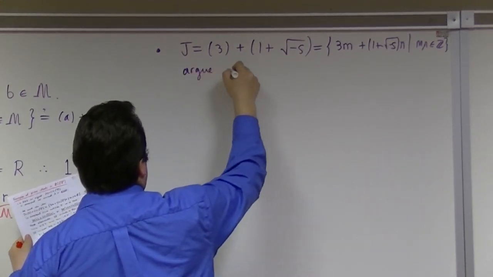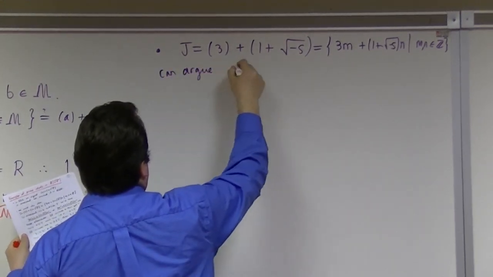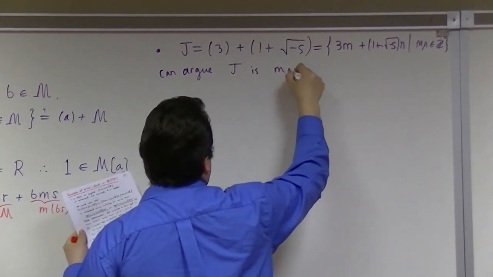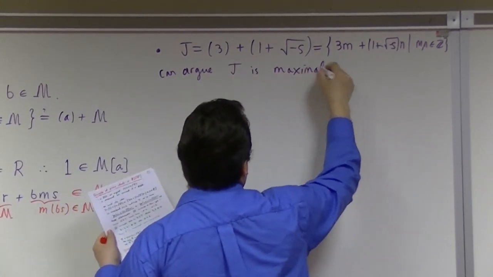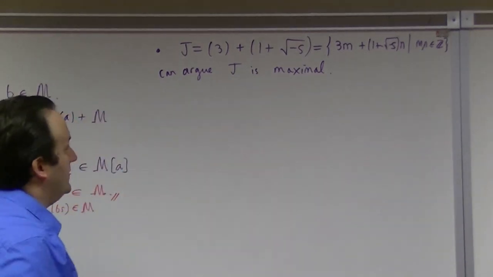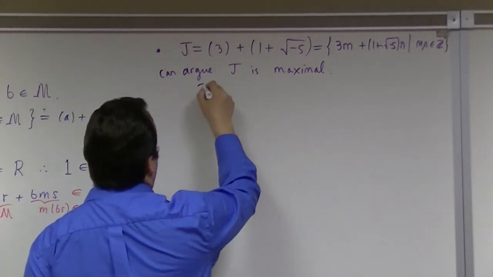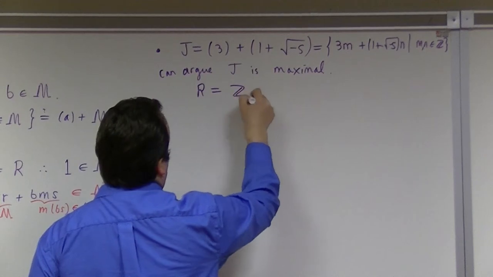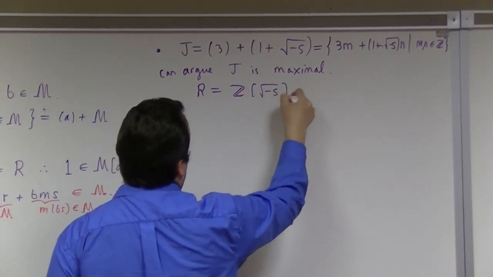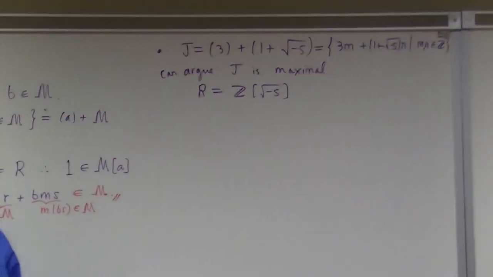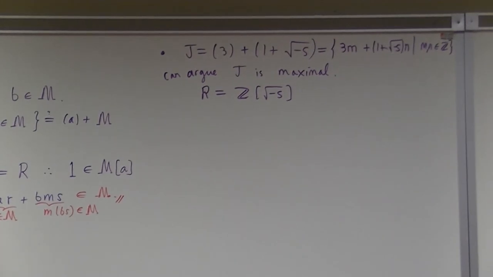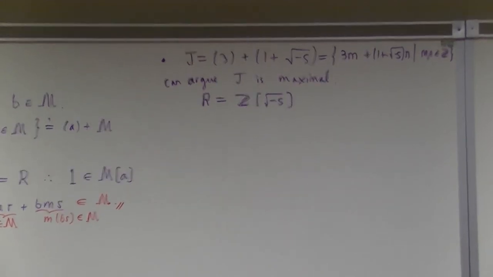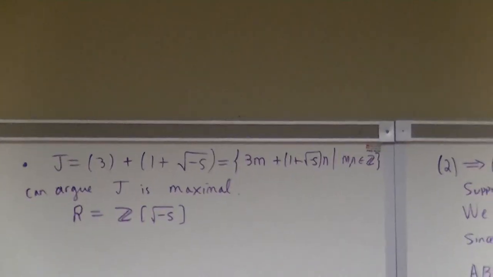How would you argue that that's maximal? So what else is there? What else is there in the universe, so to speak? The ring is Z adjoined the square root of minus 5. What other kinds of points are in that grid that are not in J? So what other kinds of points do you have to contend with?